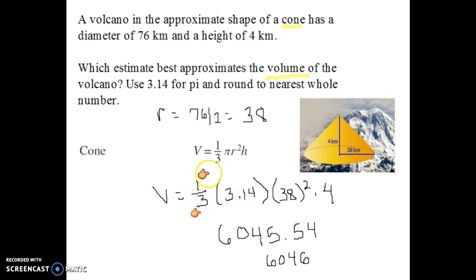So 1/3. Don't use your pi button. If you use your pi button, you're going to get a little different rounding. So make sure if it says use 3.14 that you type in 3.14. 38 squared times 4. So when you put this in your calculator, then divide by 3, that's what multiplying by 1/3, divide by 3, you get 6,045.54, which would round to 6,046. All right, make sure to show your work before you submit.